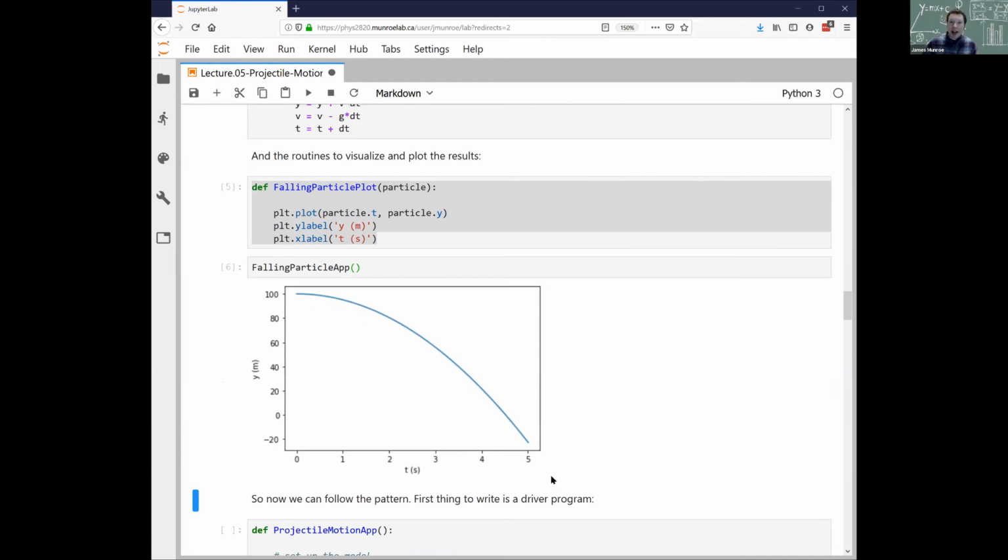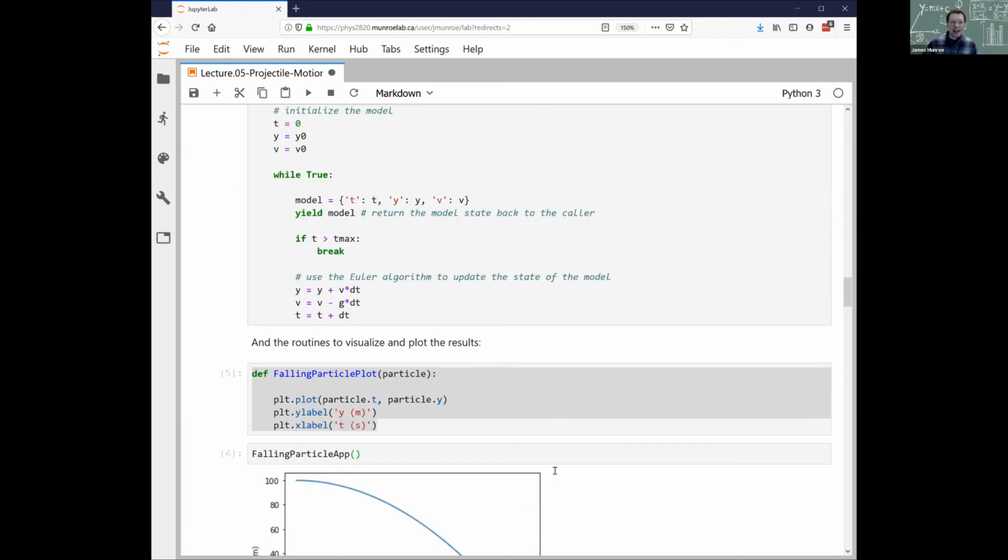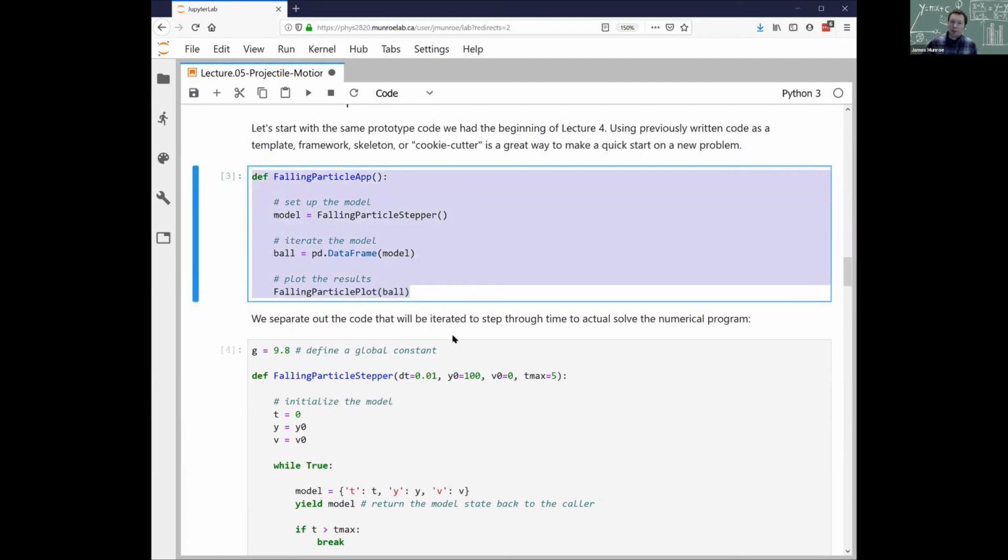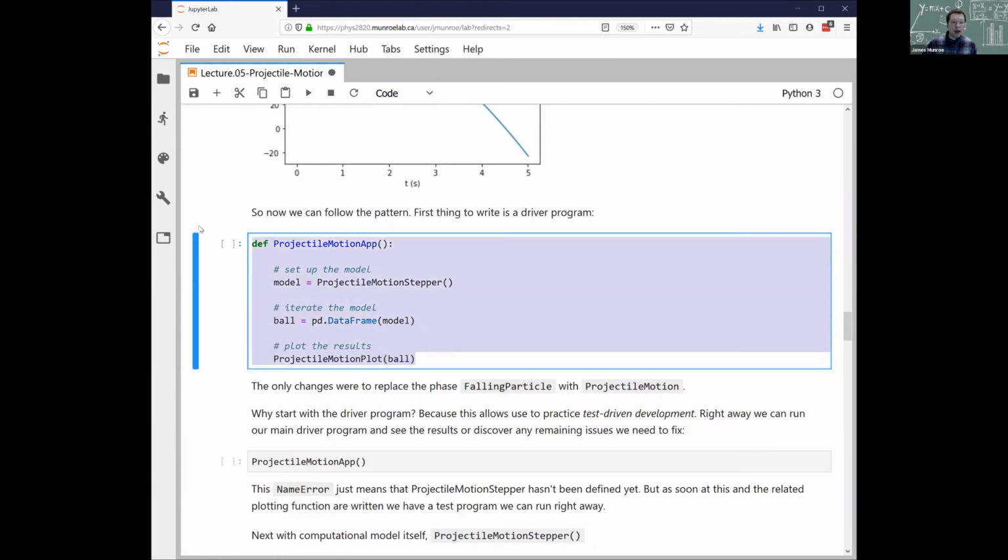Okay, with that cookie cutter, the idea is you can always go back and pull this out, and start to write a new program that follows that same framework. So what I can do is say, okay, the first thing I'm going to need is some driver program, something to just get this to go. I could take this driver program, which looks like a perfectly reasonable framework or template or skeleton to build off of, copy paste it, make a new one, and it's exactly the same. The only change that I made is I'm not looking at falling particles, I'm now looking at projectile motion.